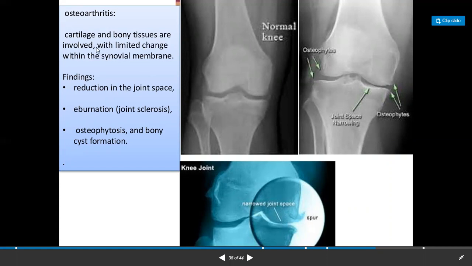Cartilage and bony tissues are involved with limited change within the synovial membrane. On X-ray findings, we see the joint space will be reduced. There will be abrasion, which is nothing but joint sclerosis. Osteophytes may develop, and cysts also may form inside the joint.